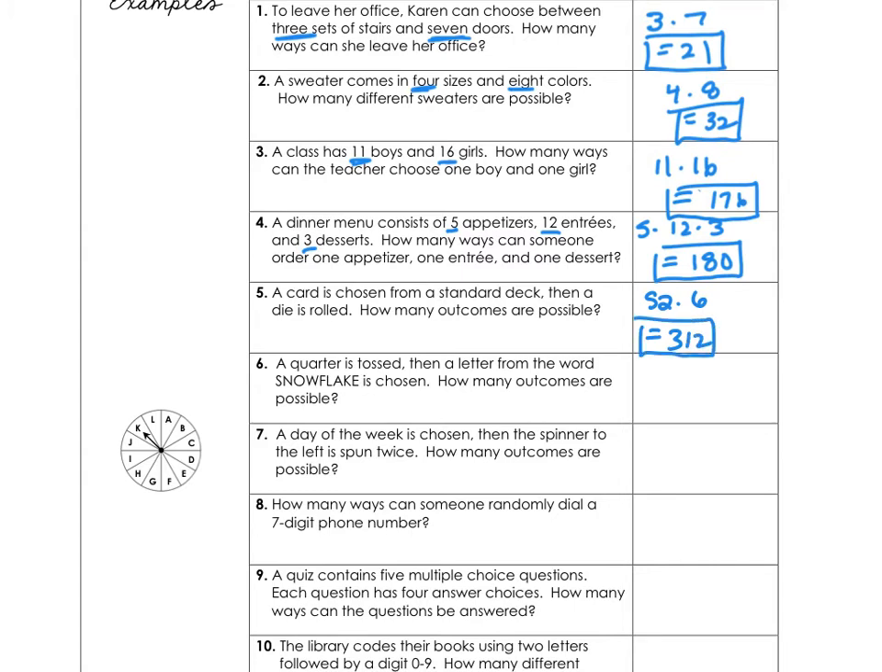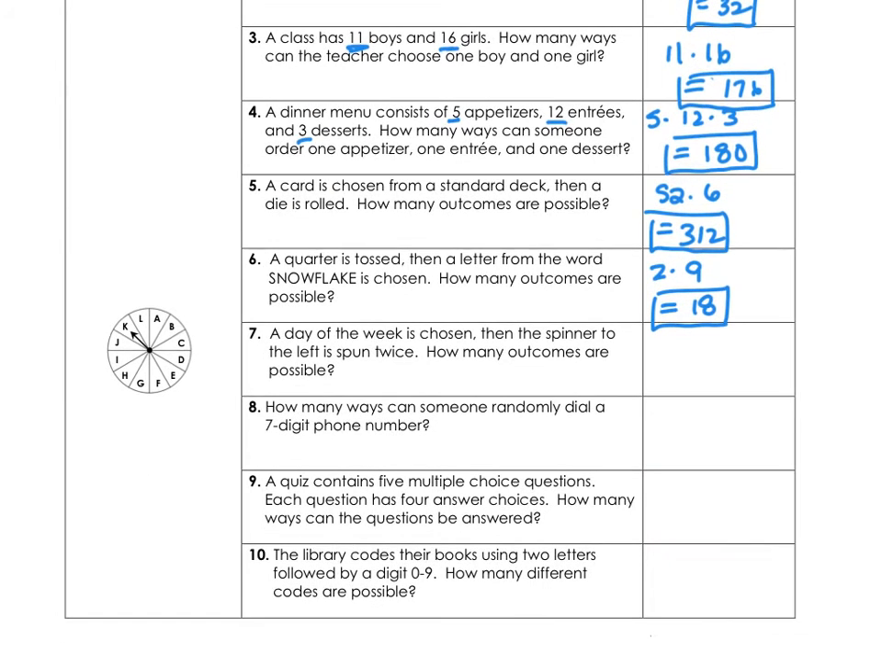A quarter is tossed, and then a letter from the word snowflake is chosen. How many outcomes are possible? Well, we have 2 outcomes when we flip a quarter, and we have 9 letters in the word snowflake, so that would be 18 possible combinations.